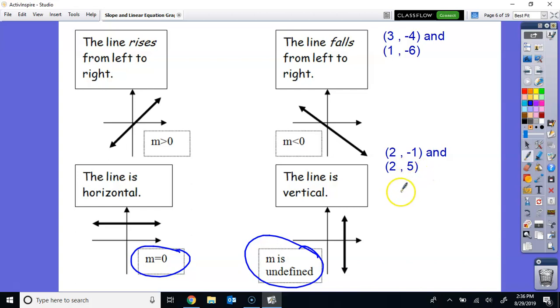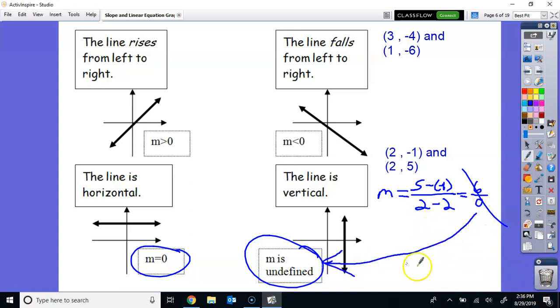Now, what undefined would look like would be these 2 points right here. If you found the slope of these two, you would do 5 minus negative 1 over 2 minus 2, y2 minus y1 over x2 minus x1, and you end up with 6 over 0. You cannot divide by 0. That is what we would call an undefined slope.